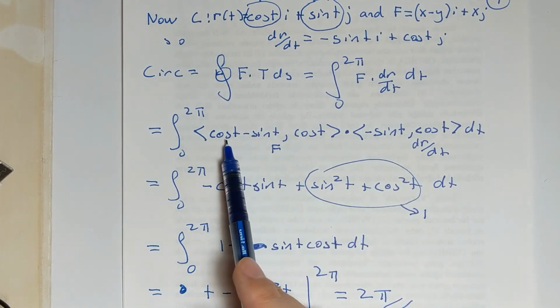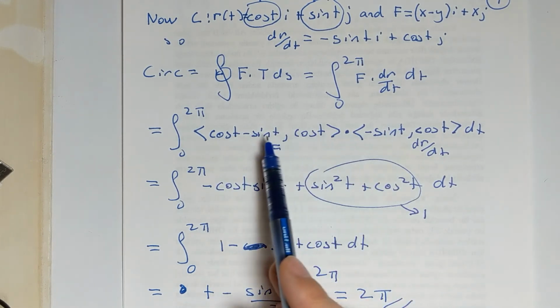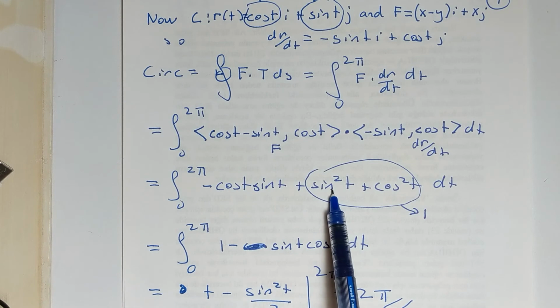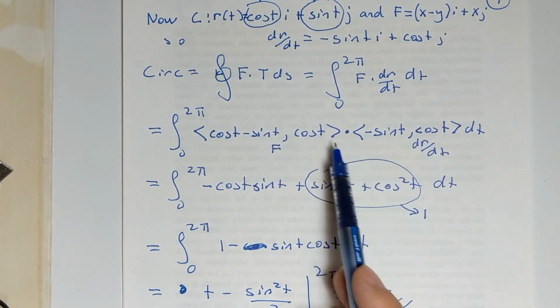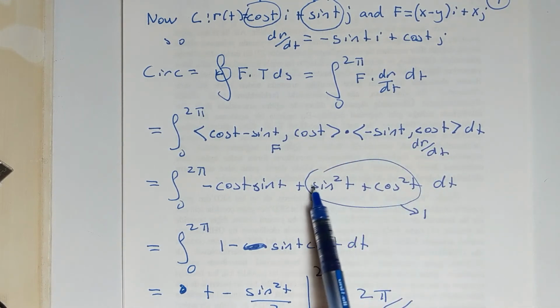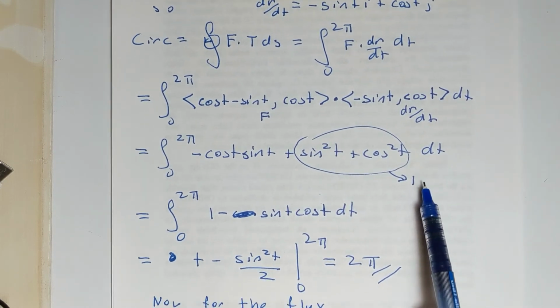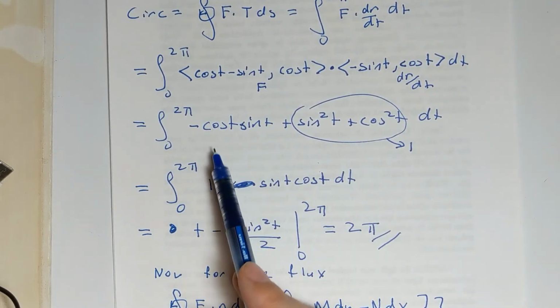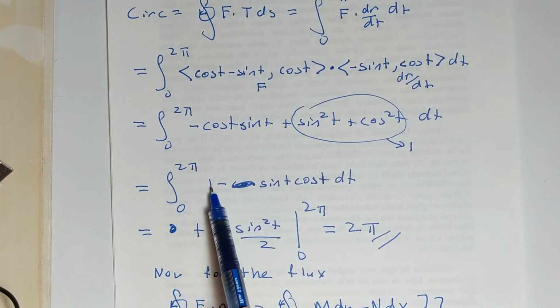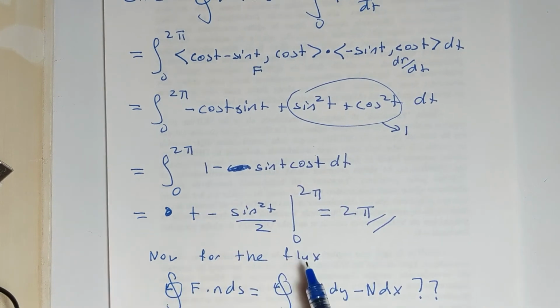We're going to have minus cosine t sine t, minus a minus sine squared, so it's going to be plus sine squared t. And then we get cosine squared t dt. Of course, this guy over here is 1. So what we actually have is, I just reversed the order, 1 minus sine t cosine t dt.